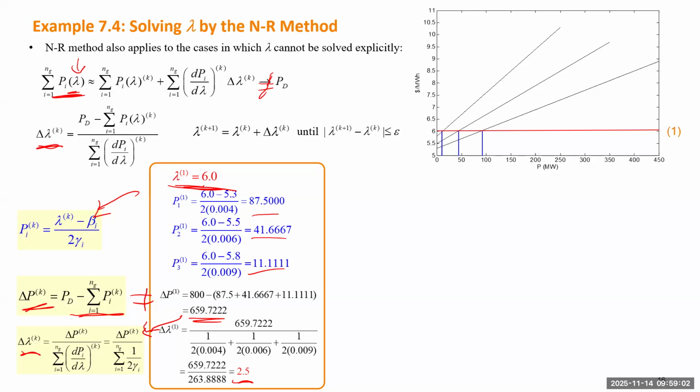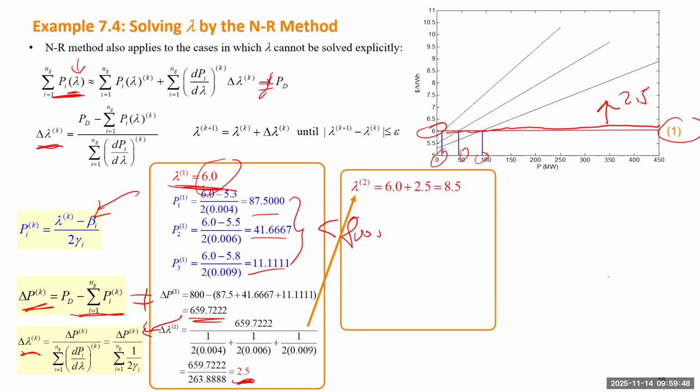Okay. So if you visualize what happened, in your first step, you arbitrarily pick a price. There are 3 lines indicating the incremental cost. I don't know where I need to operate those 3 power plants. Let's arbitrarily pick a value, which is 6. So you draw a horizontal line at 6. It will intersect with the 3 lines at 3 values. Those 3 values added together are only about 100, much less than 800. But don't worry, in the Newton-Raphson process, you need to go up by 2.5.